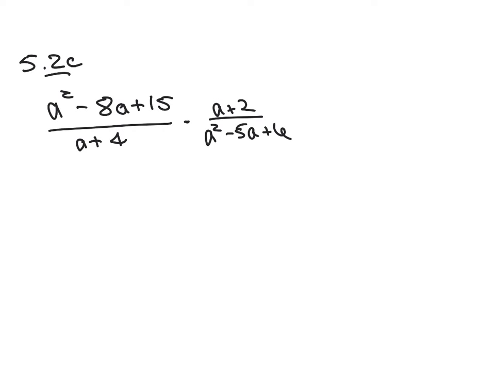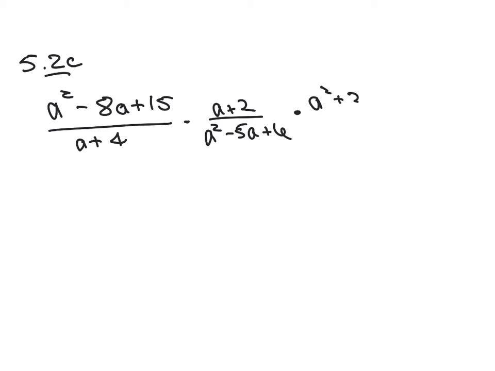So this is 5.2c, and I'm in example 8 on page 422. And I've written the first two out. We're going to multiply those two. And the next one says divide by. So rather than write out the division, I'm going to multiply, and I'm going to flip it upside down.